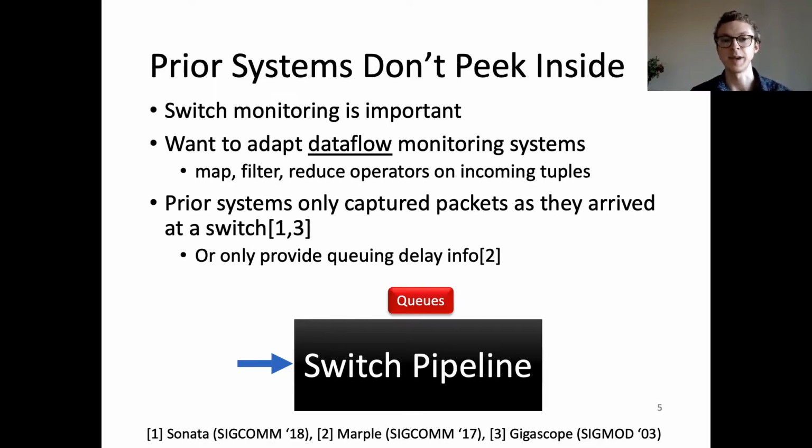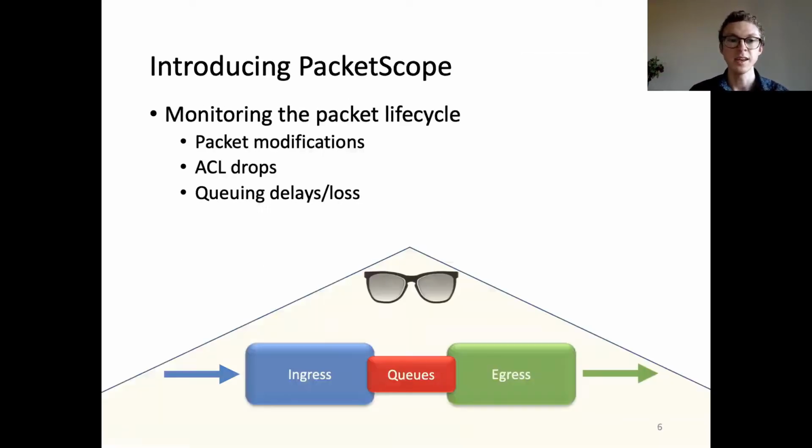Now, prior systems in this space either only captured packets as they first appeared when they arrived at the switch and ignore the switch pipeline entirely, treating it as a black box, or they provide some limited detail about the queuing experience of packets. But none of these systems look into the modifications done by the switch pipeline, nor do they look at access control list drops or queuing losses by the switch. So we decided to design PacketScope, a query language and system that allows network operators to monitor the full packet lifecycle, including packet modifications, access control list drops, queuing delays, and queuing loss.